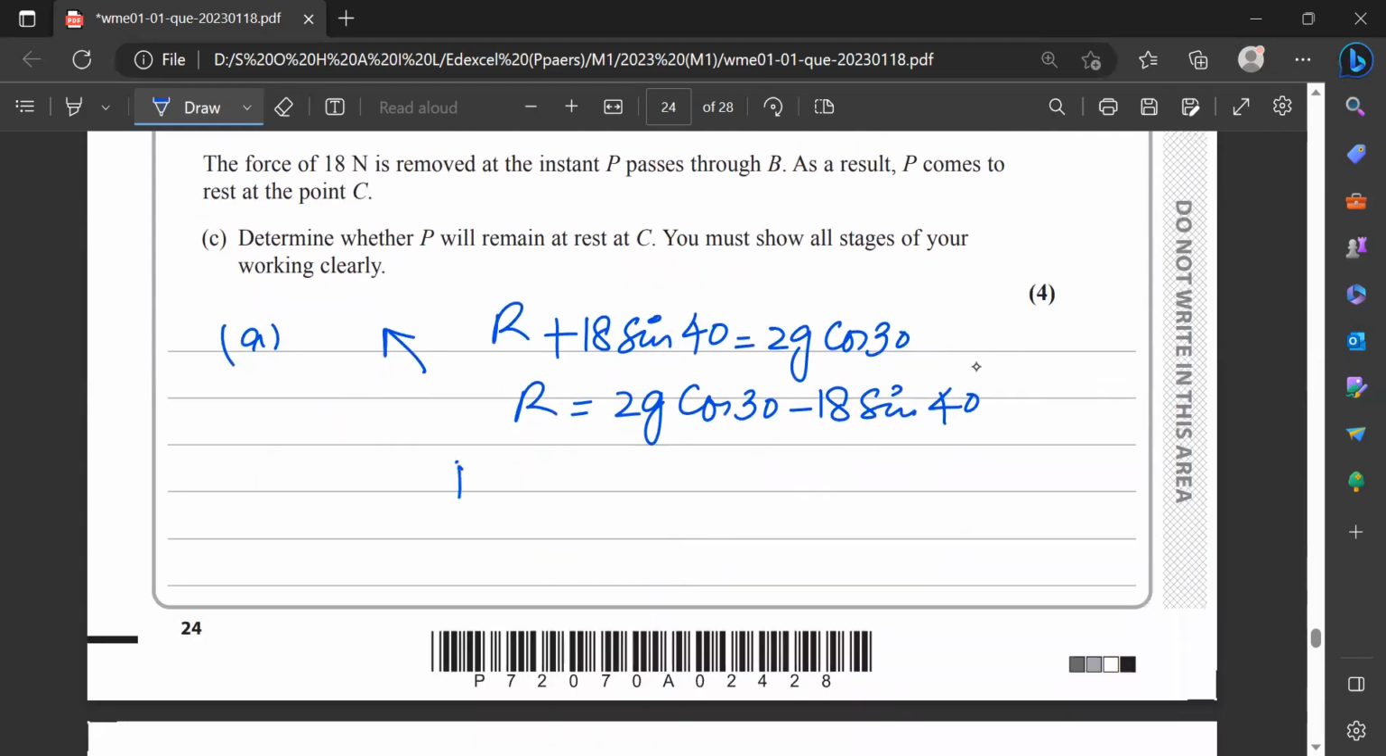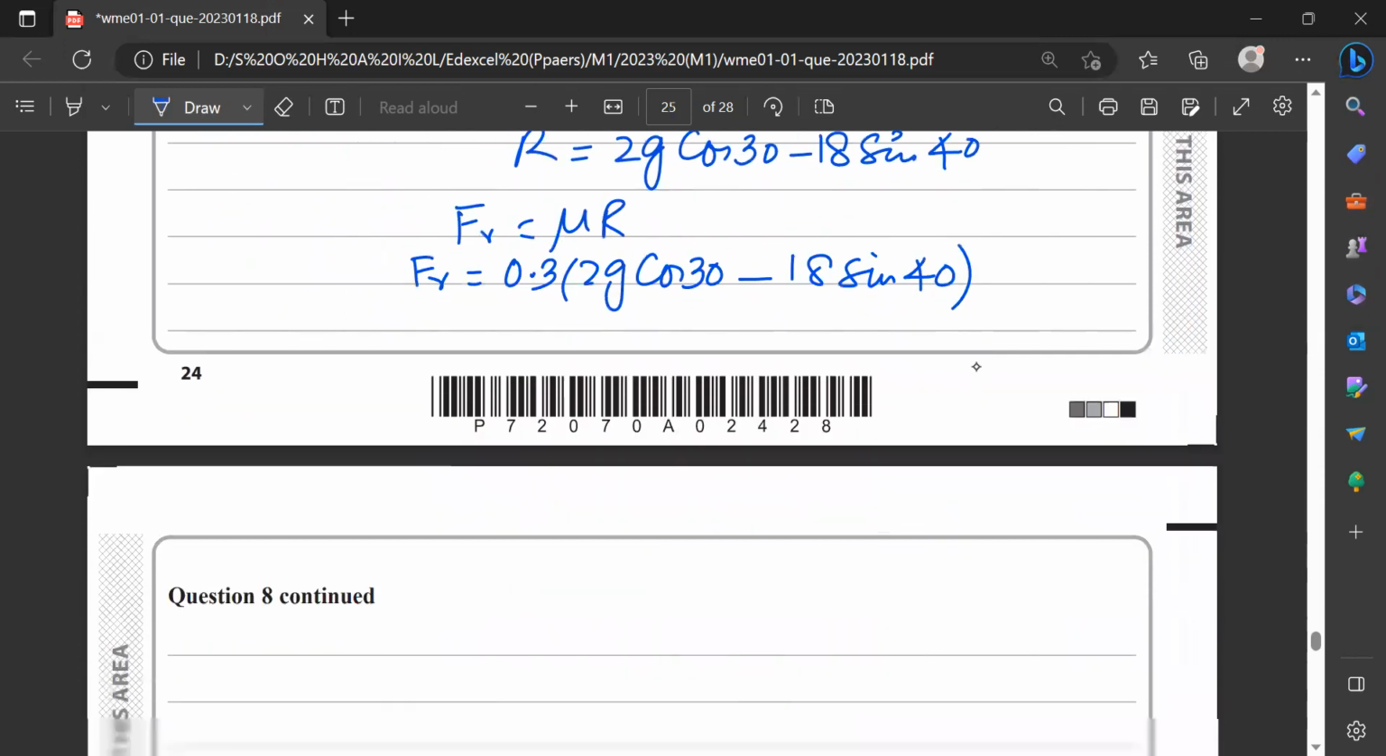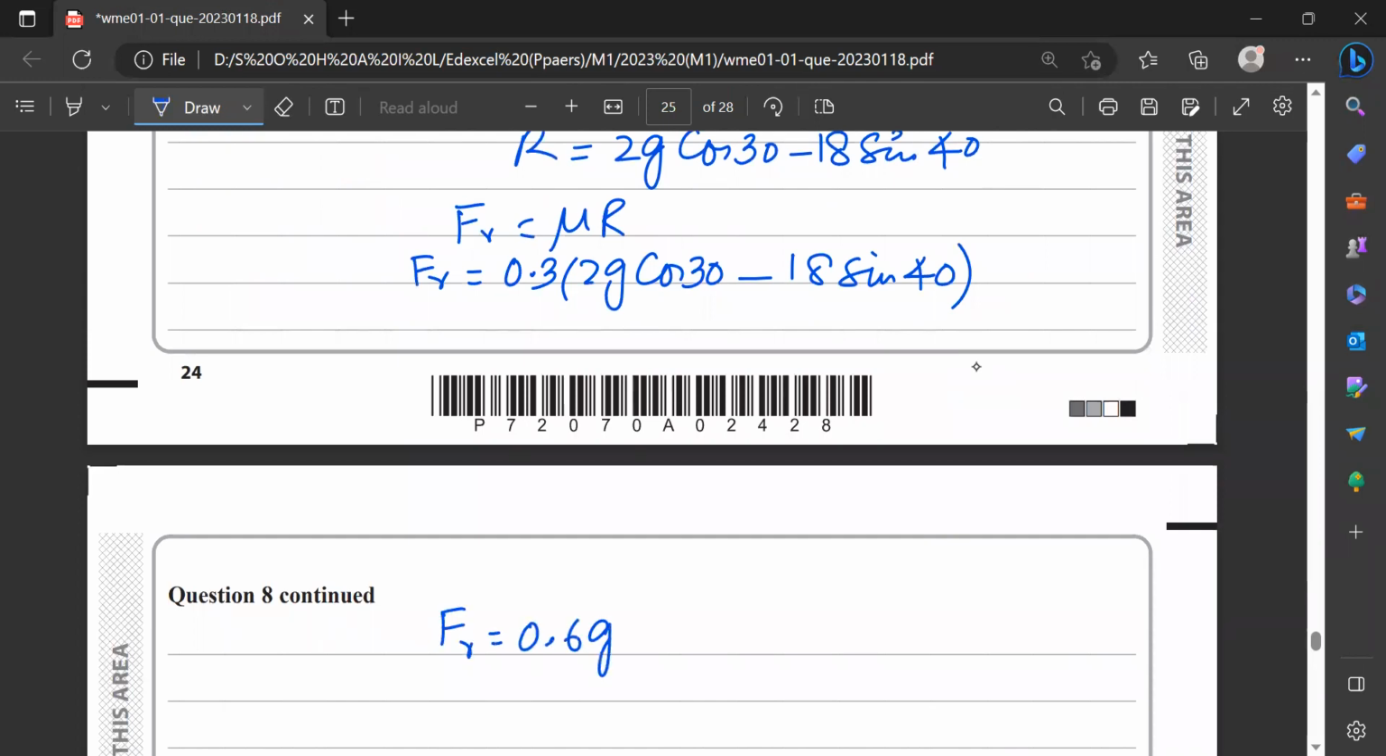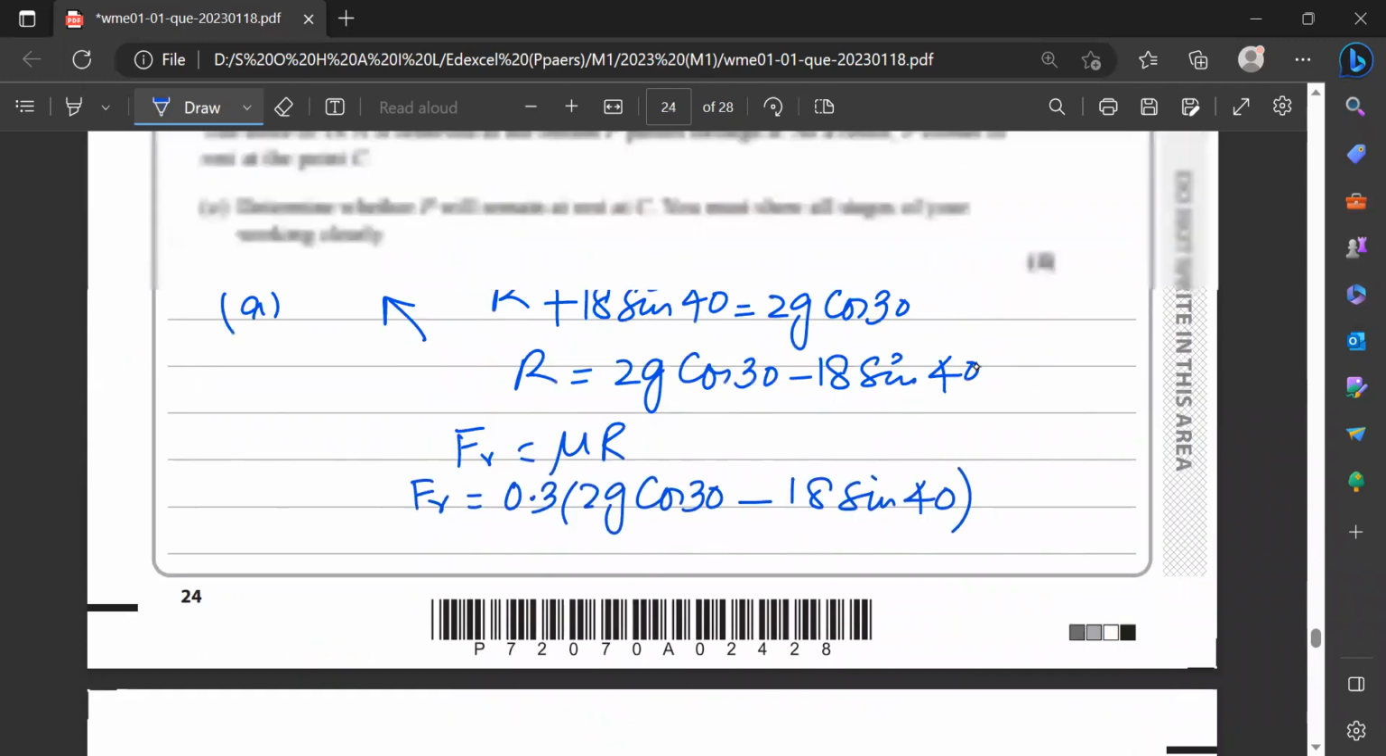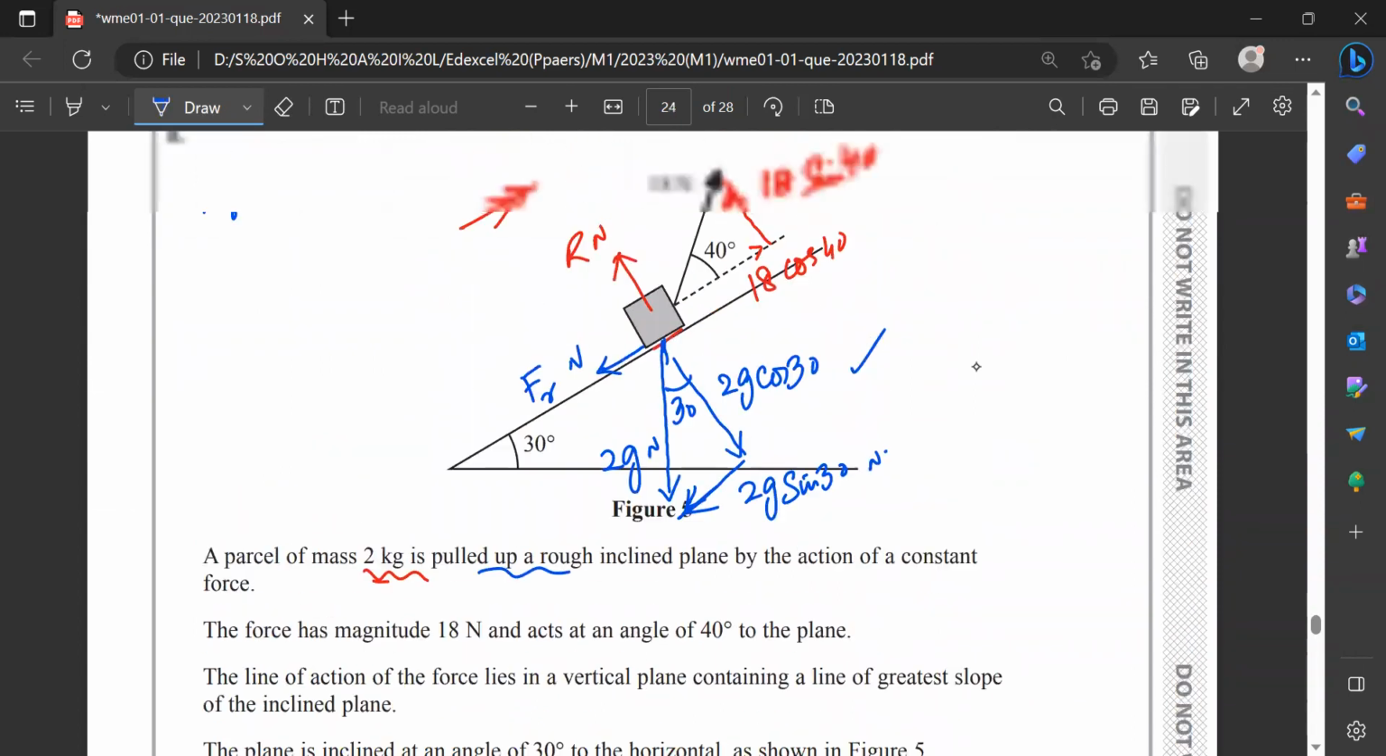So in this way, I can use F equals mu R. The value of mu given is 0.3, so friction is 0.3 times (2g cos of 30 minus 18 sine of 40). I can further simplify: friction is 0.6 g cos of 30 minus 5.4 sine of 40. You can use this value for the next part, or you can find it in decimals. This is the friction force, acting in the opposite direction, opposite to the motion.